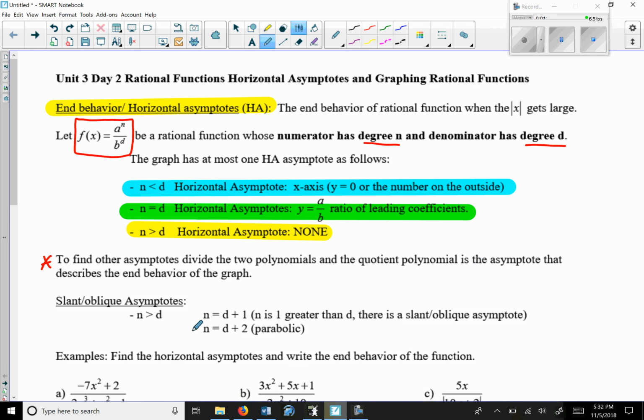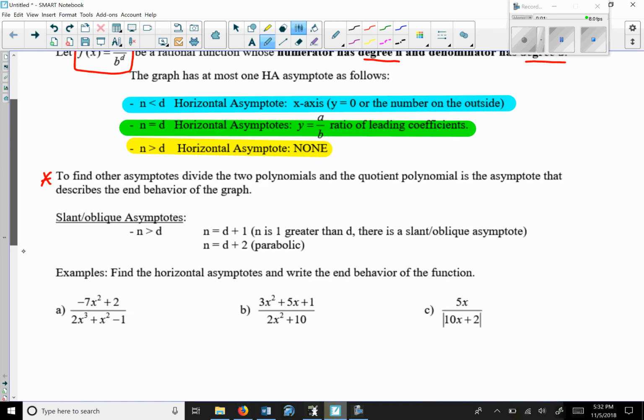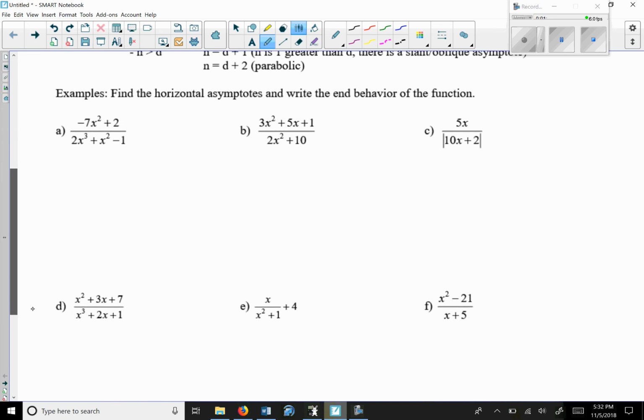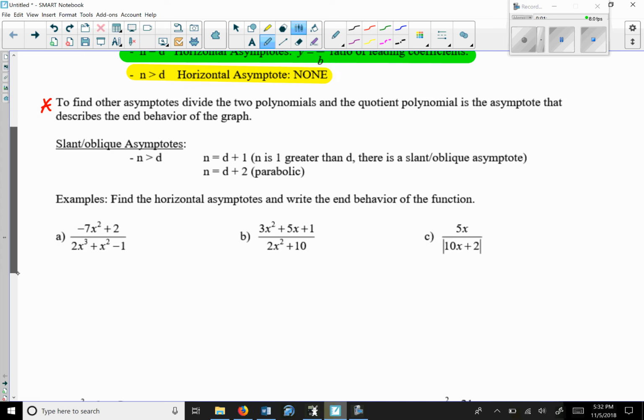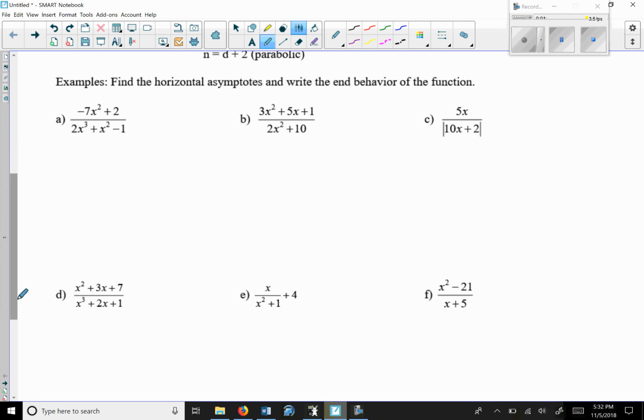So for that, if the degree difference between the numerator and denominator is just 1, then it's going to be a slant or oblique asymptote. If it's 2, it's a parabolic asymptote. So for example, and we talked about end behavior last year as well, we're looking at the highest power of x because that is what the ends of your graph are going to resemble when you're looking at those values.